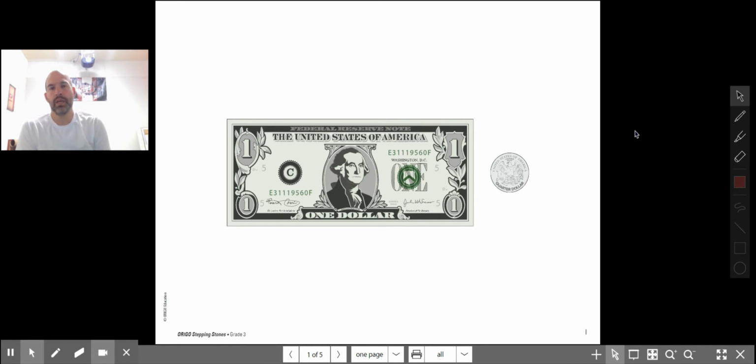So a dollar bill is equal to how many cents? It's equal to 100 cents, correct? And then a quarter is equal to 25 cents. So how many quarters would it take to equal $1? Well, if we double 25, what do we get? 25 plus 25 is 50. If we double 50, what do we get? That equals 100. So 4 quarters equals $1.